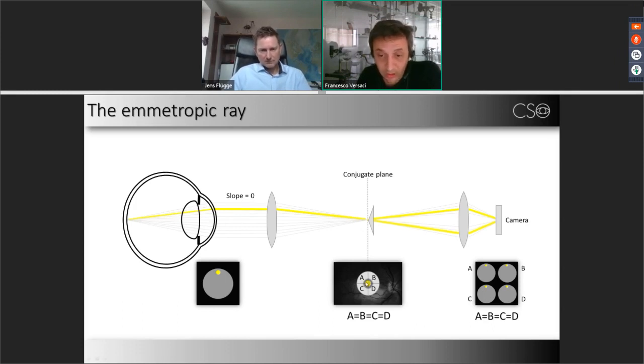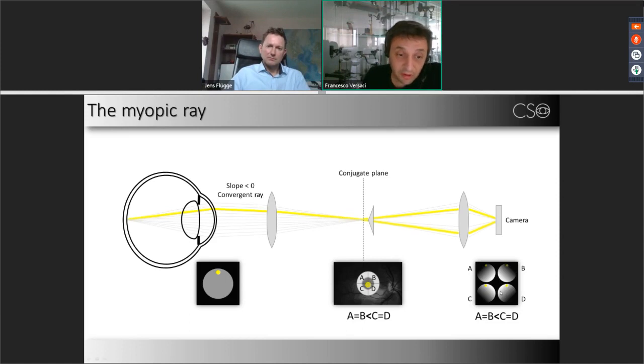This is because the amount of energy that goes on face A is the same as the one that goes in B, C, and D. So the amount of light, the brightness of each pixel corresponding to this point, is going to be the same.